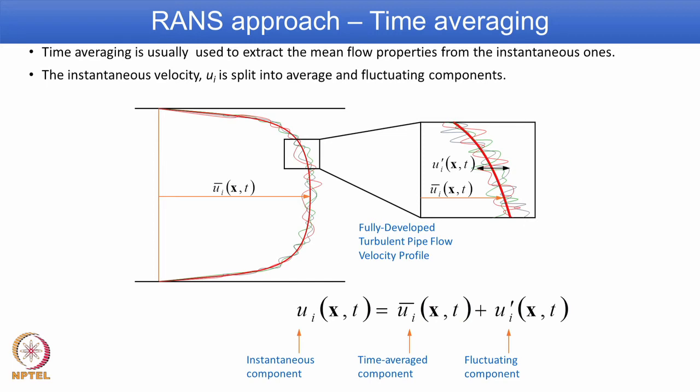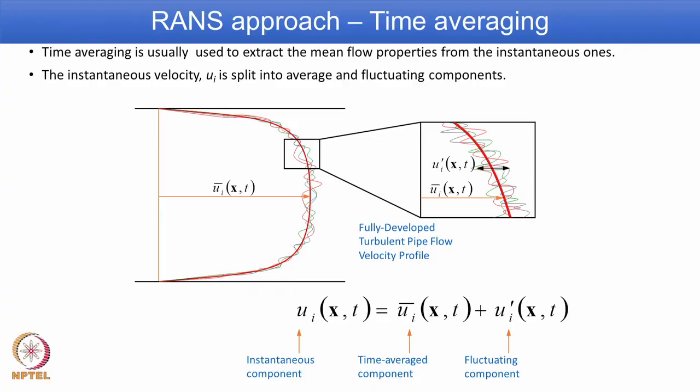Any quantity that is varying with time, we refer to as instantaneous. Once we do time averaging, then we get a mean quantity. If you subtract one from the other, then you get the fluctuation. In other words, the instantaneous quantity u, for example, and we have used subscript i to represent that it is in one direction, or that it is a tensor quantity, u i is split or decomposed into an average as well as a fluctuating component. We already learned this with the help of this figure.